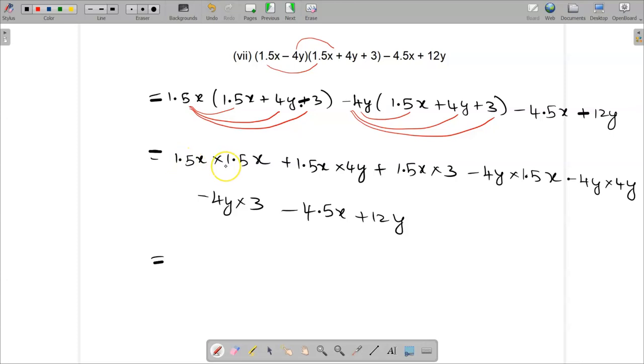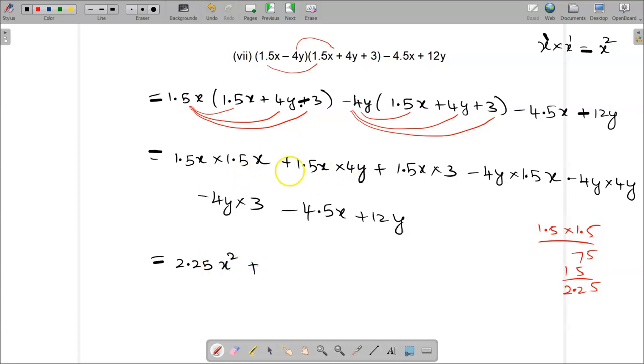So 1.5 into 1.5. So what is 1.5 into 1.5? So 5 5s are 25, and then 2 you have 7, 5, 1. So 225, and you have 2 decimal points, it is 2.25. So 2.25, what is x into x? We know that x into x, generally we have to write x. So here power 1, here power 1. 1 plus 1 it is what? 2. So x into x it is x square.